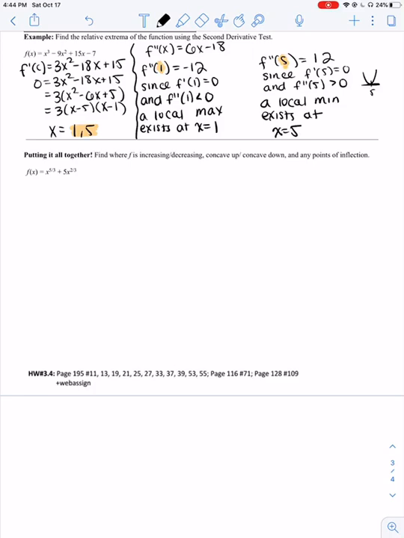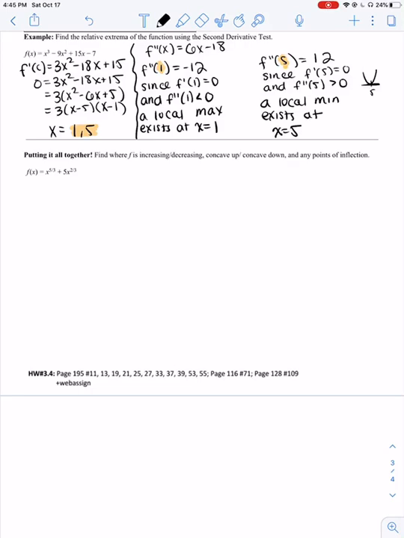Okay, so here's our last problem, and this one is a tad complicated, so bear with me. We are going to put all of these concepts together that we've learned in chapter 3. So we're going to find where this function f is increasing or decreasing, where it's concave up, concave down, and we'll find any points of inflection. We'll also find the local extrema. I didn't write it down, but we'll find that as well.